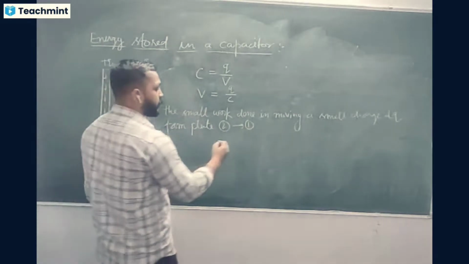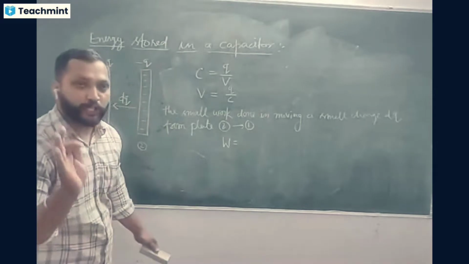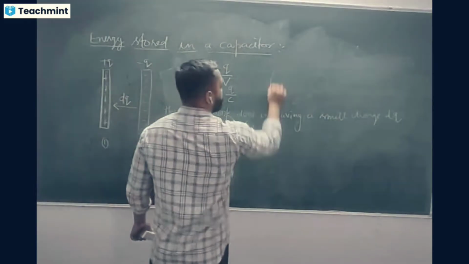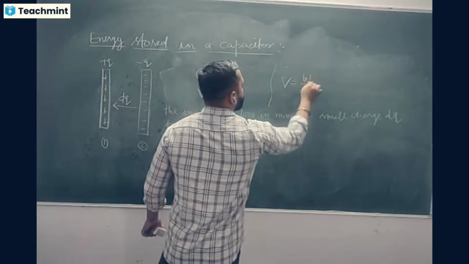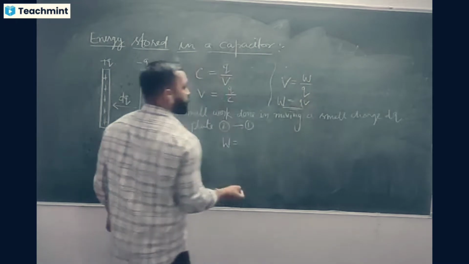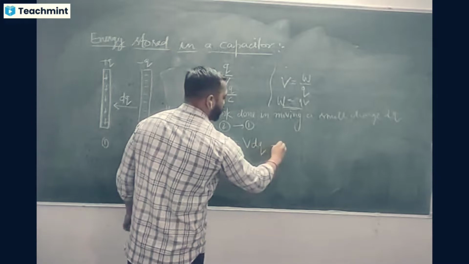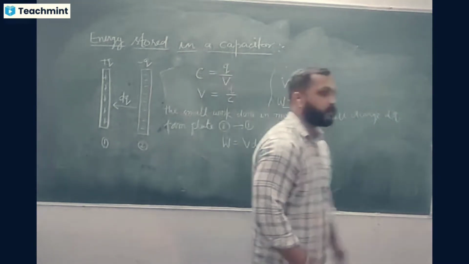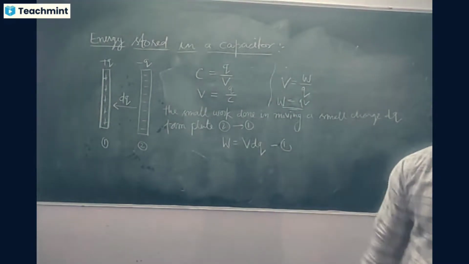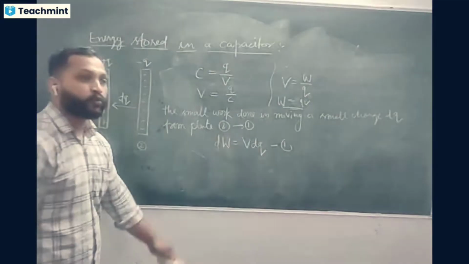The formula of potential is V equals W upon Q. If you want to find the work done, it will be Q into V. Which charge are we sending? A very small charge, so it will be V into dq. This is equation 1. Whenever we send a very small charge dq from plate 2 to plate 1, a small work is done, and you can write it as dW.